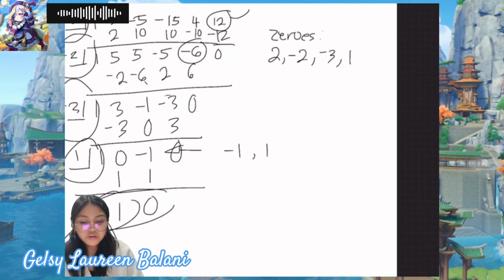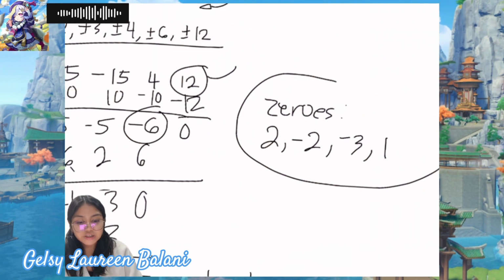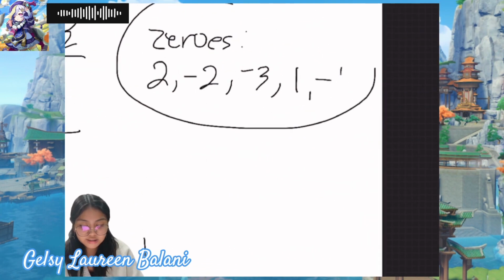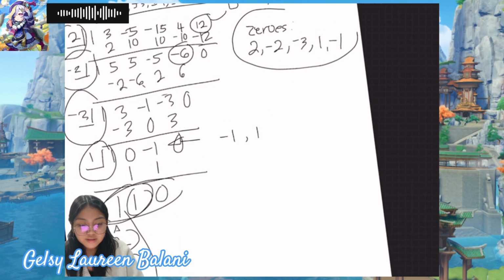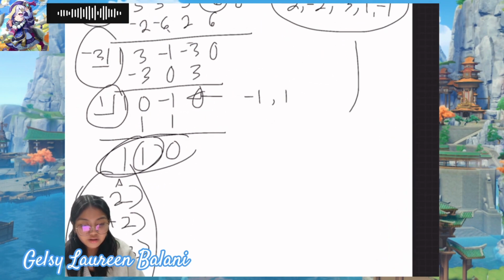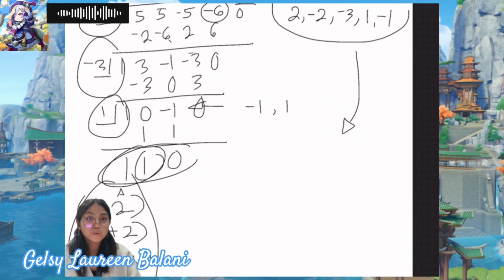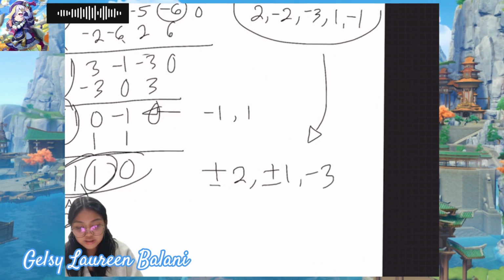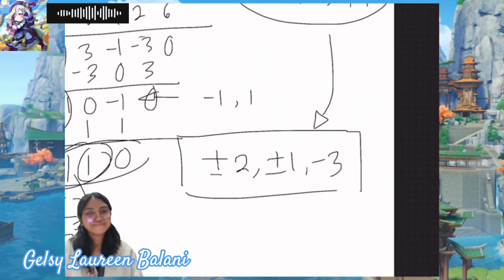So, as stated earlier, we've listed out the zeros we've written here, adding the other one, which is -1, since we are changing its sign. So, to simplify it, instead of 2 and -2, we're going to be putting positive and negative 2. And instead of 1 and -1, we're going to be putting positive 1, -1, and -3. So, these are our zeros.